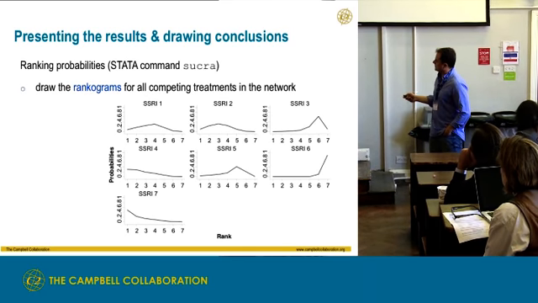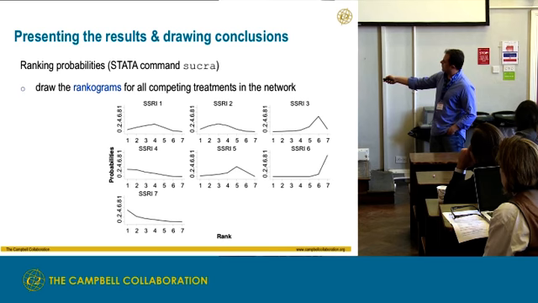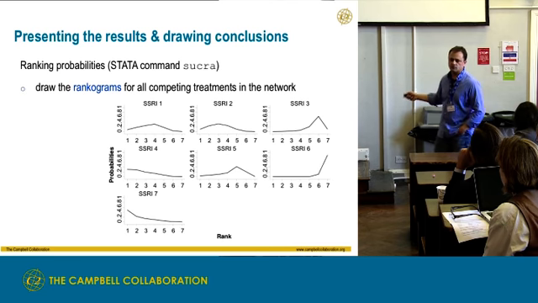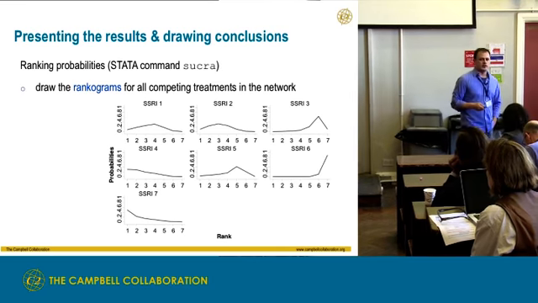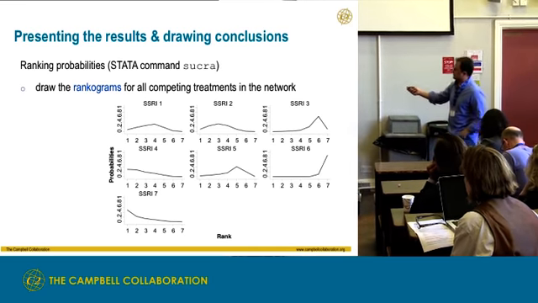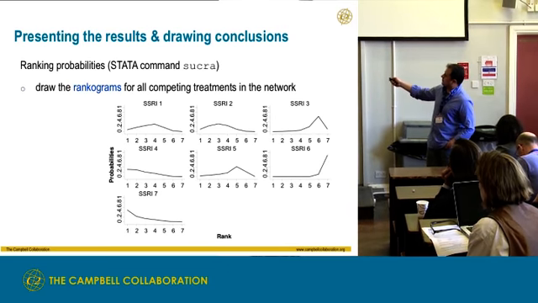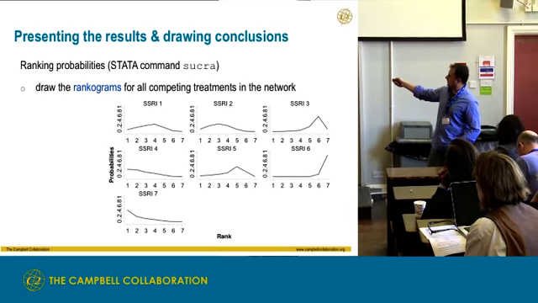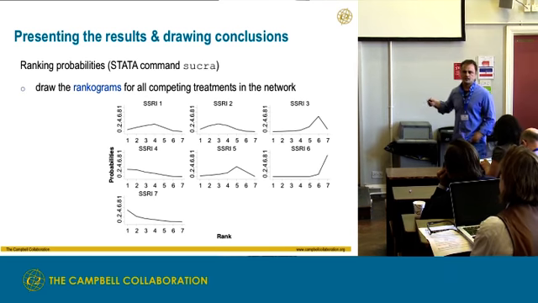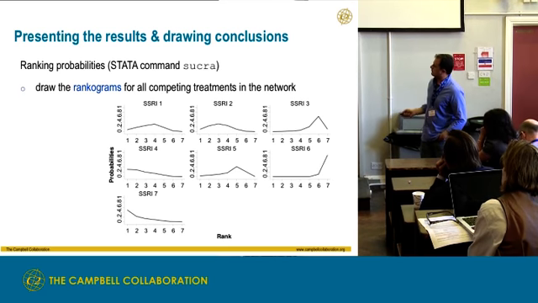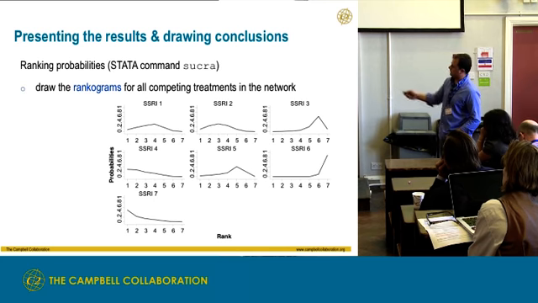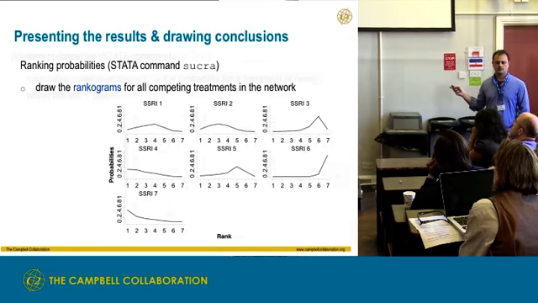So you can see, for example, that this treatment here has a large probability of being the best, like 0.50 or something like that, a large probability of being the second best, and it goes to 0 very quickly. So probably it's the best. You can see that this treatment is probably the 6th. And this treatment is probably the 7th, the last one. And so on. This is the second, I think the third, 4th, and 5th. Is the rankogram clear?